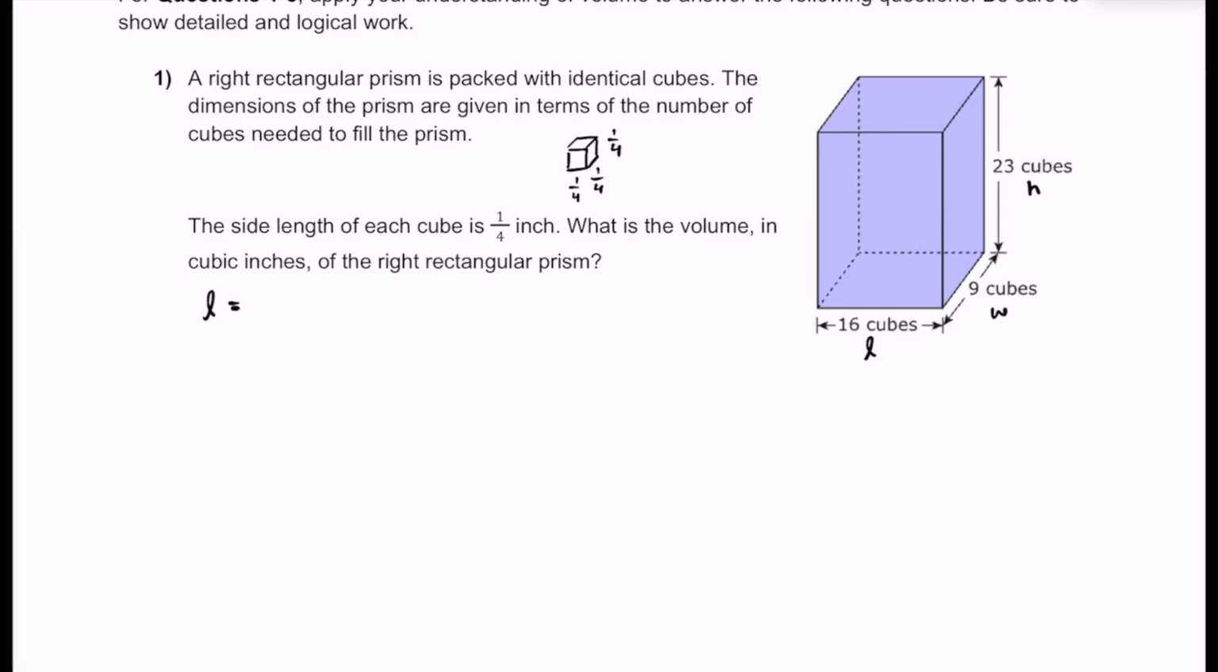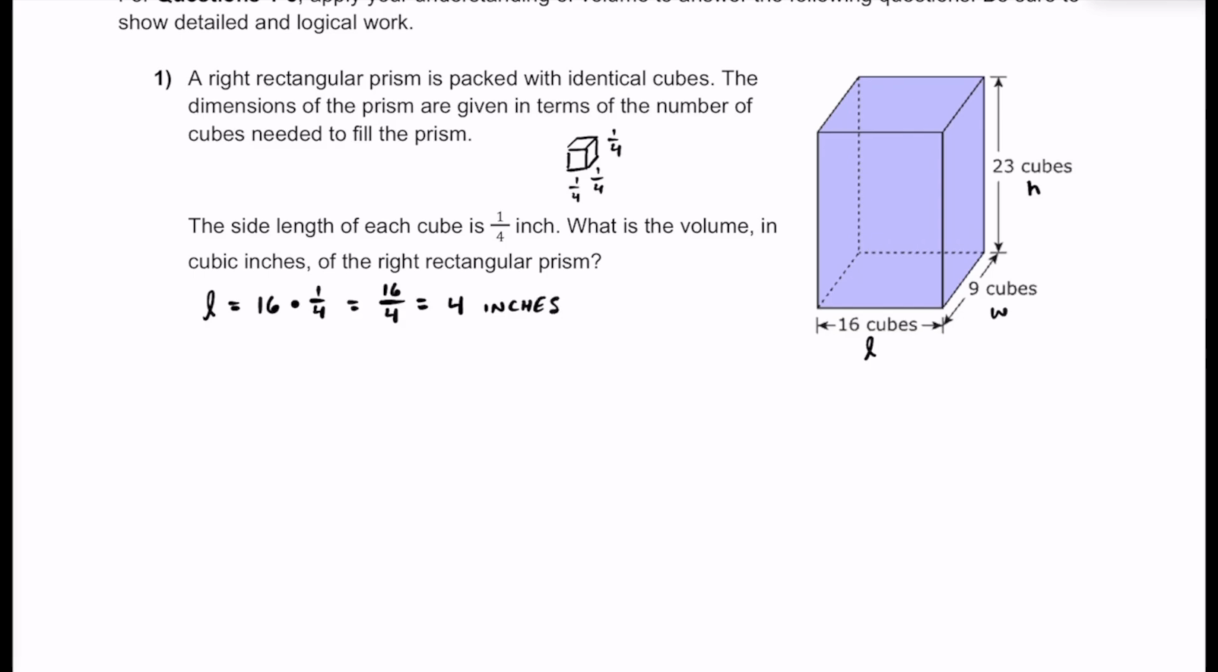Well, the length here, we know that it's going to be 16 of these little cubes. 16 times what? Well, they're each 1/4, so 16 times 1/4 is just 16 quarters, right? So we could have a total length here of 4 inches. That's what that dimension is going to be across the length.